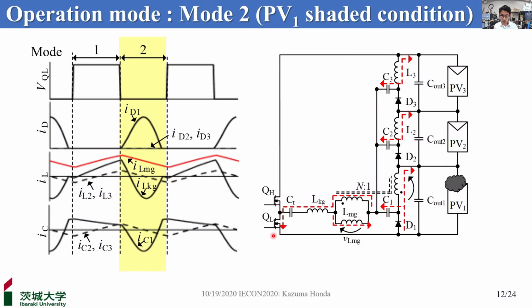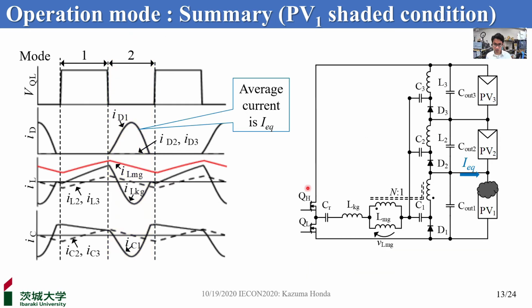In mode 2, QL is turned on. The leakage inductor LKG and the resonance capacitor CR resonate, and ILKG sinusoidally flows through D1 and C1. Since the diode D1 conducts, the voltages of L2, L3, and the secondary winding of the tapped inductor are connected to each substring in parallel. The voltages of the inductors are determined to be VPV, thus VLMG is expressed as this equation. In summary, the diode D1, which is connected in parallel with shaded substring PV1, conducts, whereas other diodes are off.